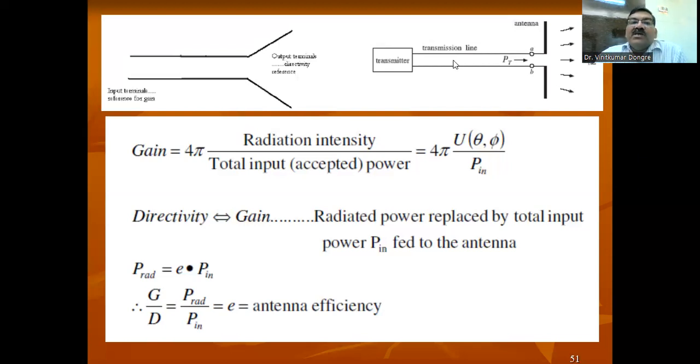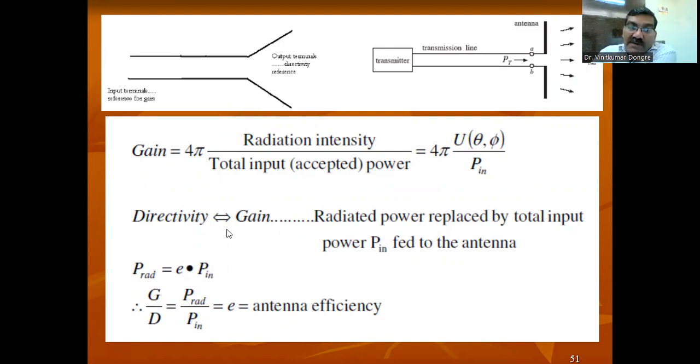We'll discuss that later on. Here, this is the transmission line. This is the power transmitted. That is the input power you are giving to the antenna, and this is the power transmitted. One simple thing you can remember here is that directivity and gain are related by the efficiency. Gain upon directivity equals efficiency. If efficiency is 100%, both parameters will be the same. Gain and directivity will be the same.